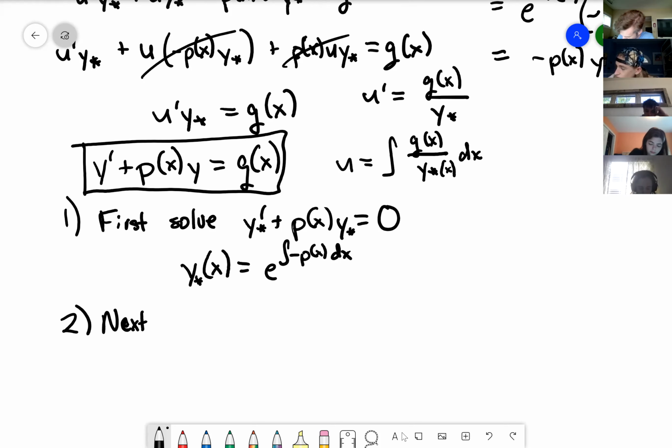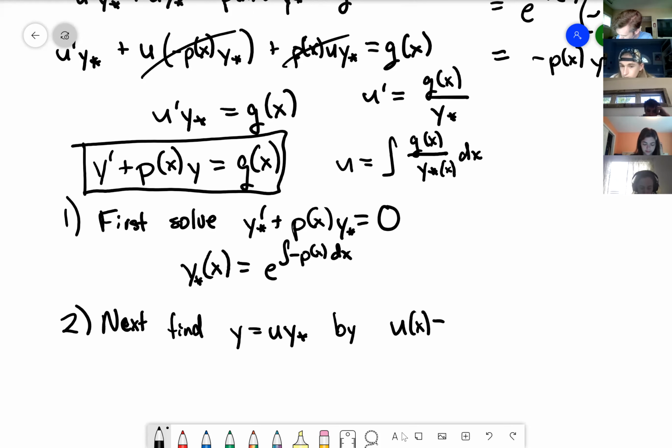So next, find y is equal to u y star by doing this integral, which was u of x is equal to the integral of q of x over y star of x. Yeah. So really, there's only 2 steps.